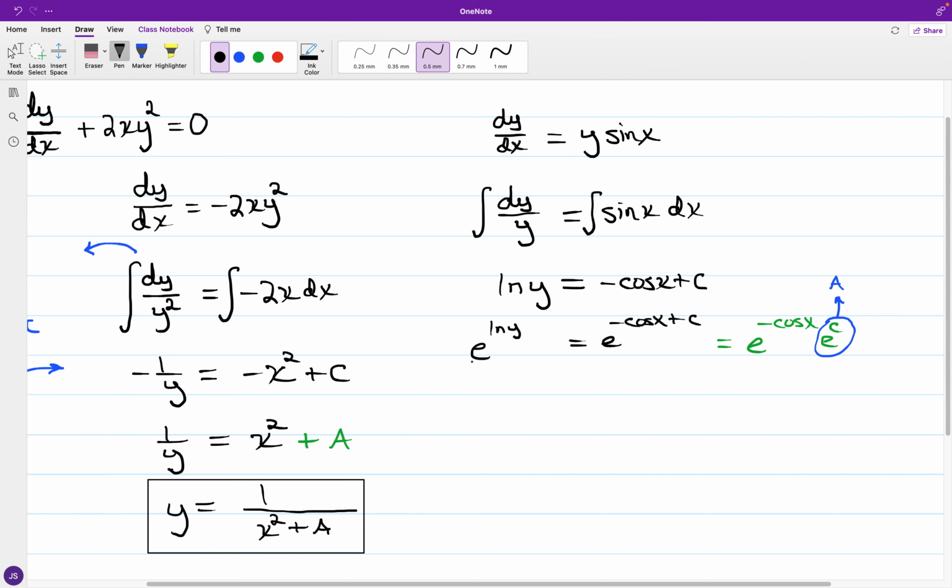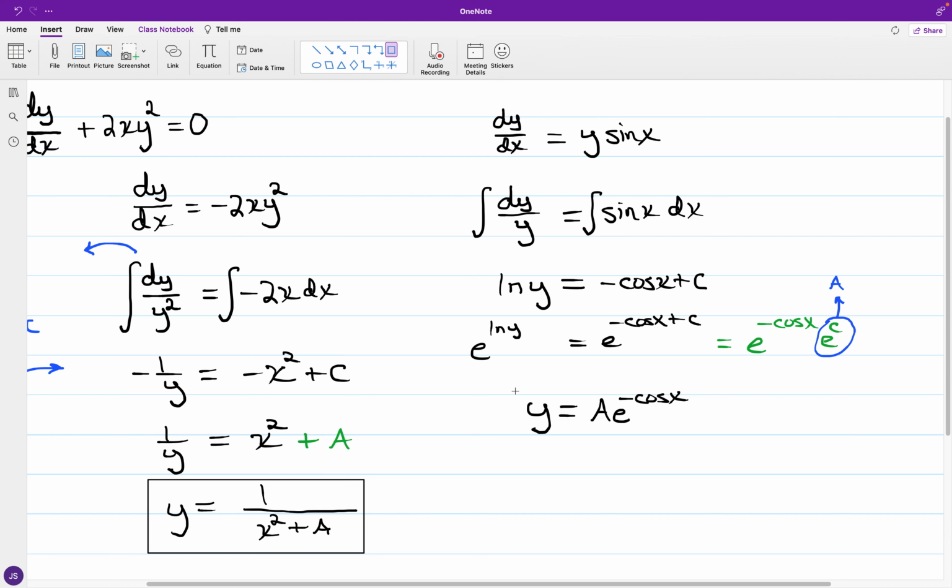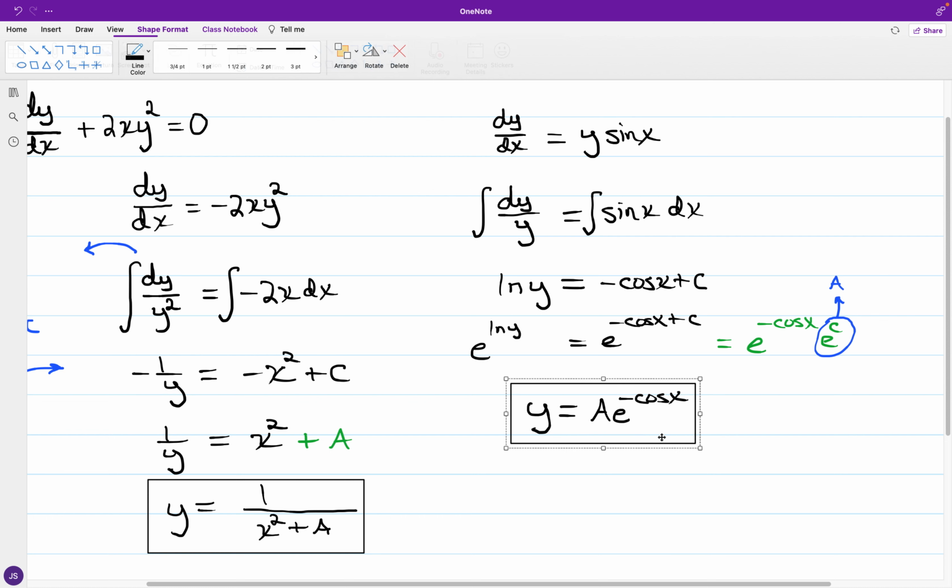So working with what we have now, e to the natural logarithm of y will go to y, and we have is equal to a, and you can use the letter c, but we got a constant. In this case, I'll say a, and we have times e to the negative of the cosine of x. And that would be the general solution for that problem.